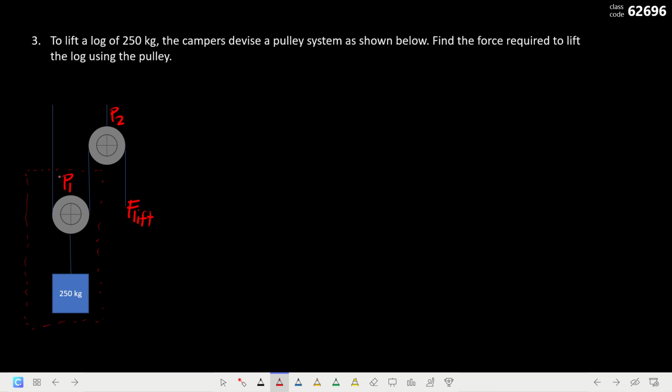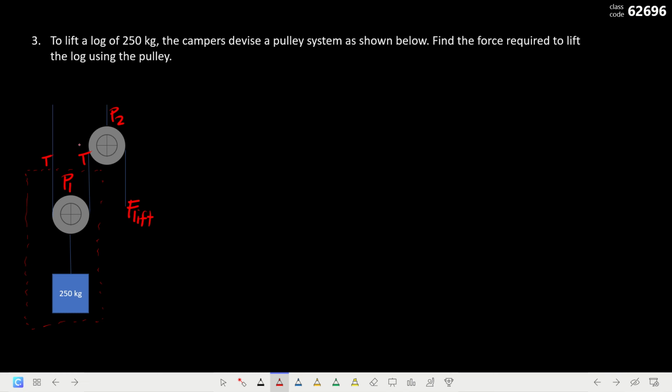Ayan. So, here, by the way, class, since this is the same pulley, the tension experienced by this pulley is the same. So, the tension here is the same as the tension here. Now, in order for us to solve for the force required, the force of lift, we need to solve for the value of the tension force along the string. So, what is the tension that is experienced by the string?